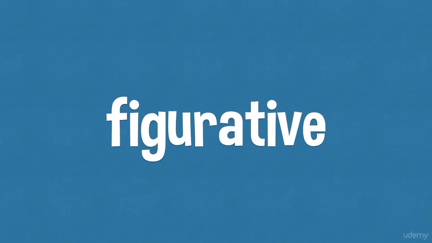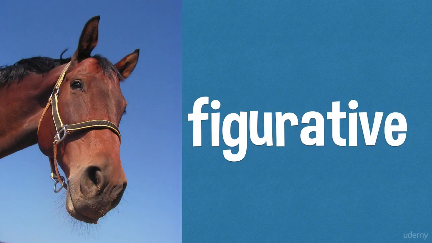And the next word is figurative. Figurative. If you use a word or an expression in a figurative sense or a figurative way, then you use it in a more abstract or imaginative meaning than what it looks like. So, for example, if you use the phrase, "I'm so hungry, I could eat a horse," it doesn't mean you're really going to eat a horse. It just means you're really hungry. It's a figurative expression.